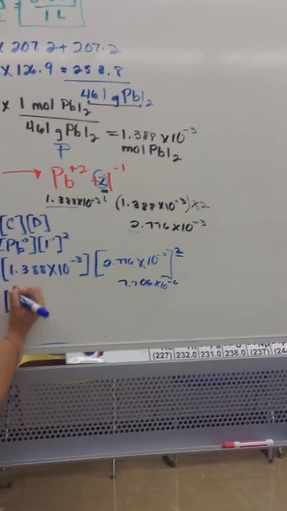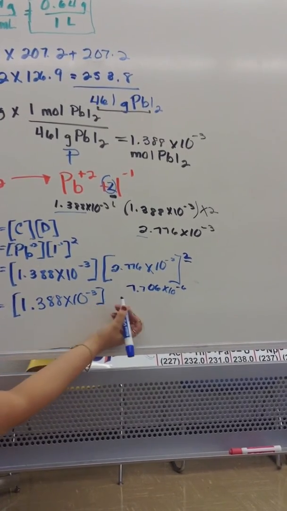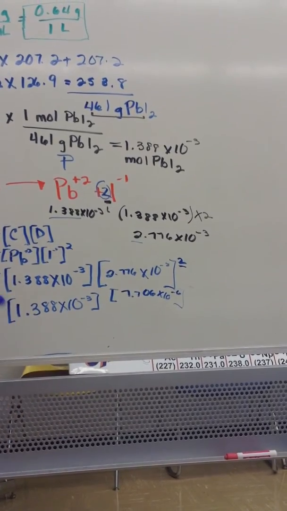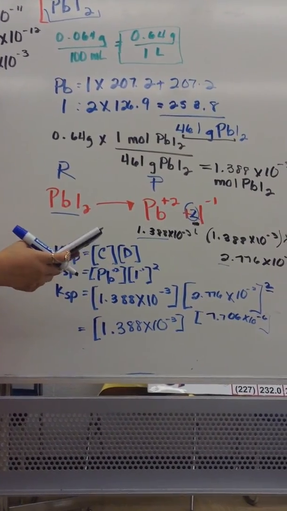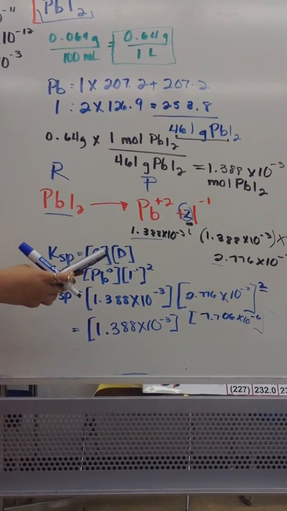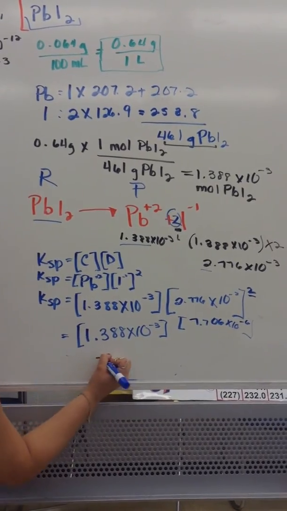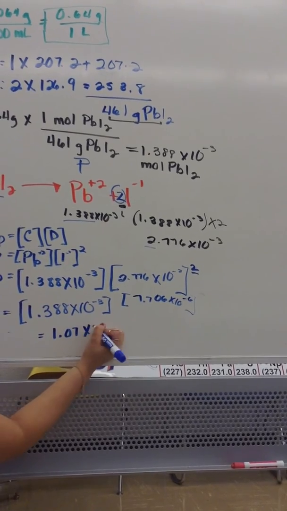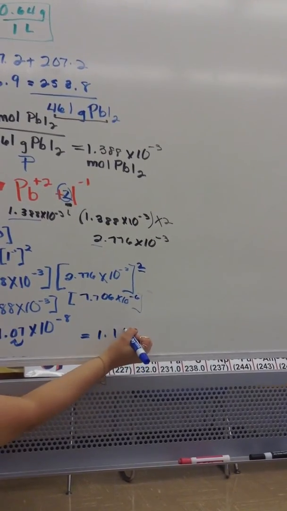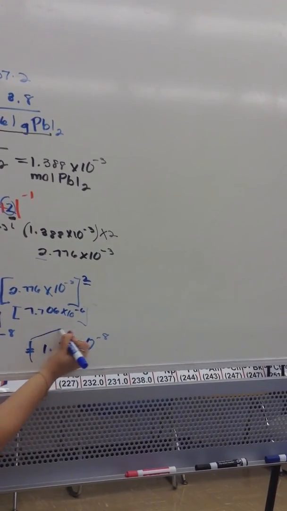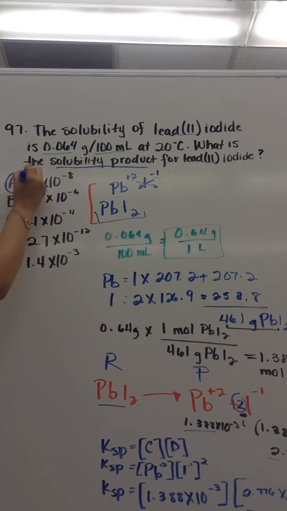Once you have this, go ahead and do it again. 1.388 times 10 to the negative 3, and you're going to multiply it by this. Do this into your calculator. And this gives you 1.07 times 10 to the negative 8. You're going to go ahead and round this. So this will give you 1.1 times 10 to the negative 8. Go ahead and look at your answer choices. The only one that matches this is A. So A is your answer.